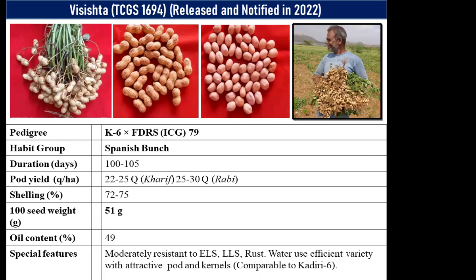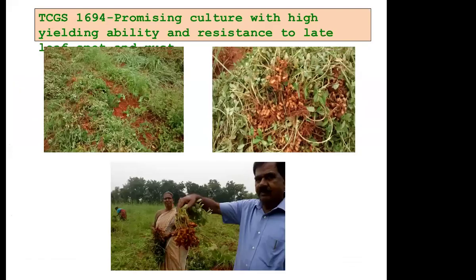Now it is becoming popular in Kharif, Rabi, and early Kharif also. It is not that tall, moderately tall. So that is why it is finding place everywhere. The 100 seed weight is around 51 grams with oil content of 49%. This is now the ruling variety in many places in Andhra Pradesh, both in rainfed as well as Rabi situation. Next slide, please.